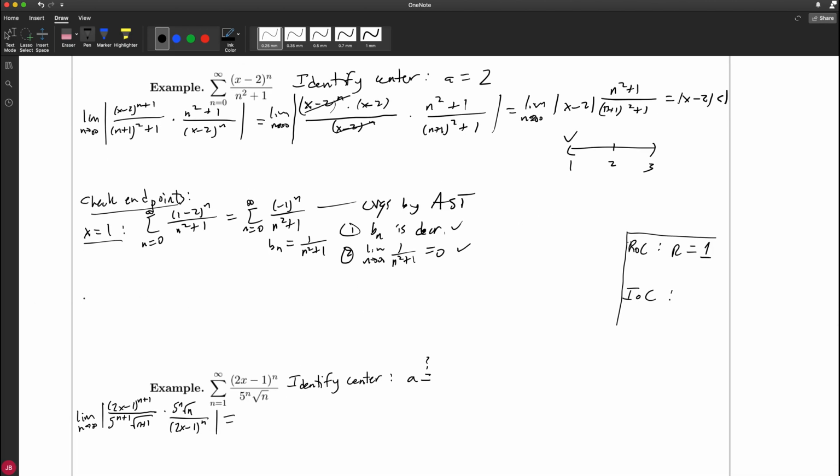Let's try x equals 3. So this is the sum n equals 0 to infinity of 3 minus 2 to the n over n squared plus 1. And you'll notice that this is 1 to the n, and 1 to the n is always 1, right? So this is just the sum n equals 0 to infinity of just 1 over n squared plus 1.